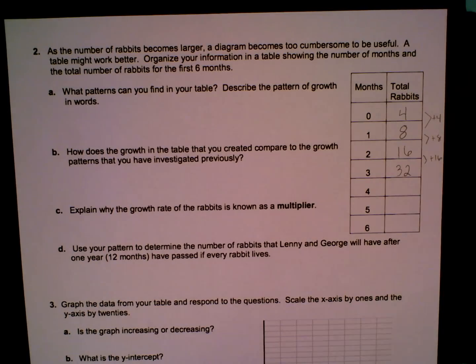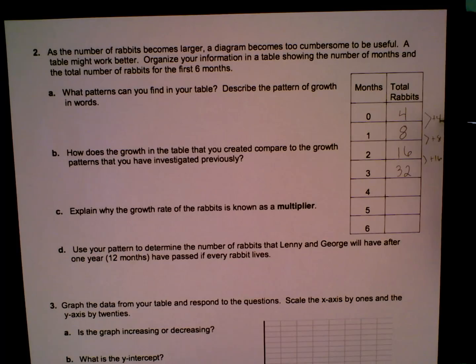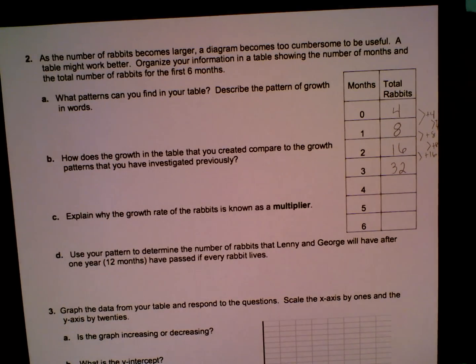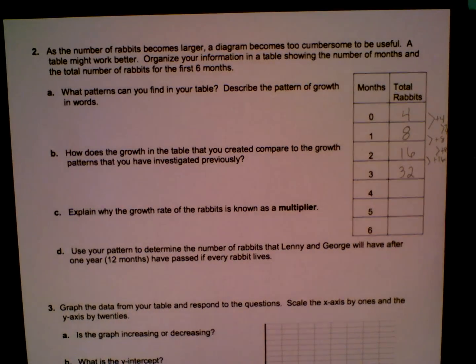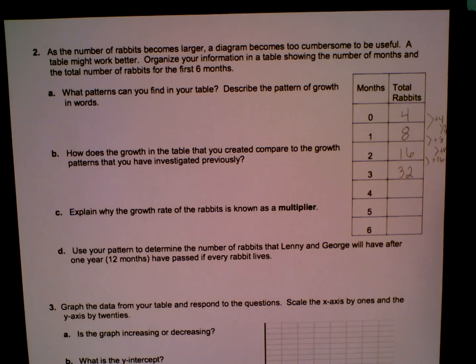Now, if we look at the second rate of growth, how much is it from 4 to 8? Well, that would be plus 4. How much is it from 8 to 16? Well, that's plus 8. Once again, this cannot be a quadratic equation because my second rate of change is not the same. So we have a whole different type of equation.